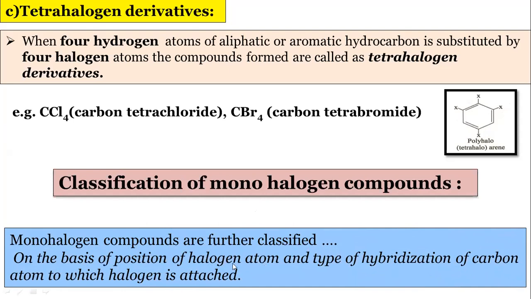कहाँ पे ये halogen atom कहाँ पे attach हो गया है इसके ऊपर classification है. And another classification is the type of hybridization of the carbon atom, whether the carbon atom is sp3 hybridized, sp2 hybridized, or sp hybridized. So depending upon the position of halogen and hybridization of the carbon atom, remember here we are only concentrating on the hybridization of the carbon atom.